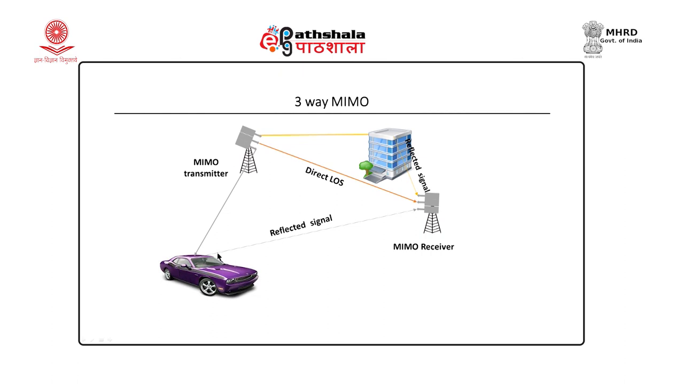The first is the direct line of sight signal. This is three-way MIMO, three inputs, three outputs. Now, the second signal will go through the second input channel and reach here, and the third is going through the third input channel, and then it is coming here. So, actually no interference. Now, all the three components at the receiver are handling the three multipath components.